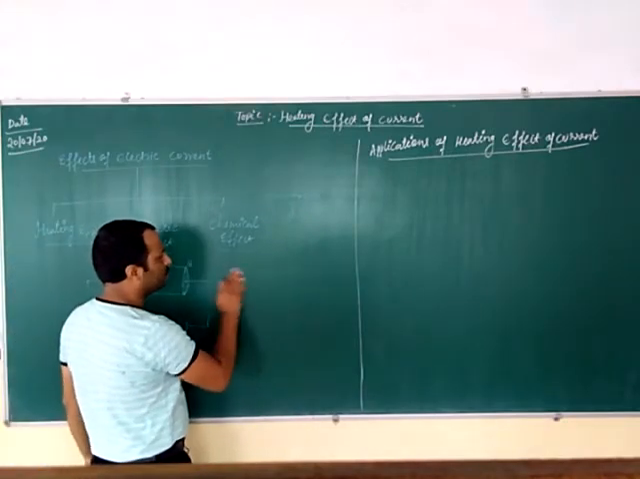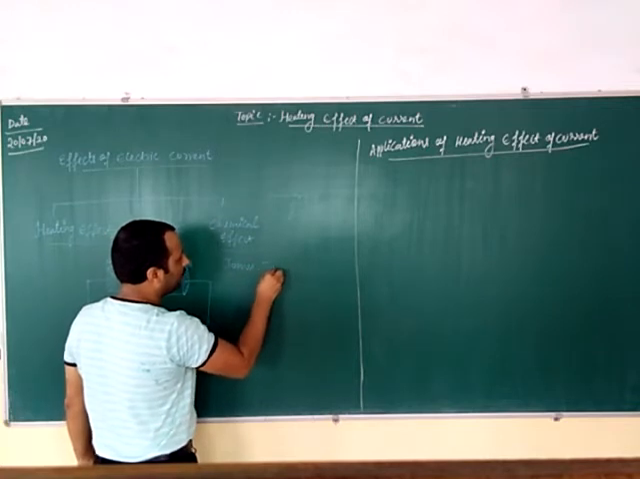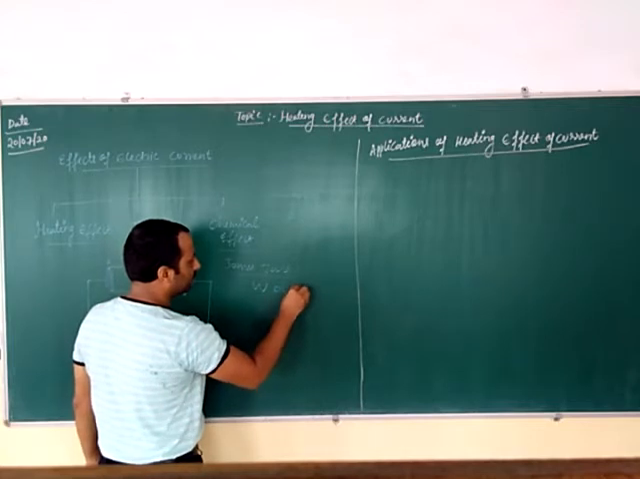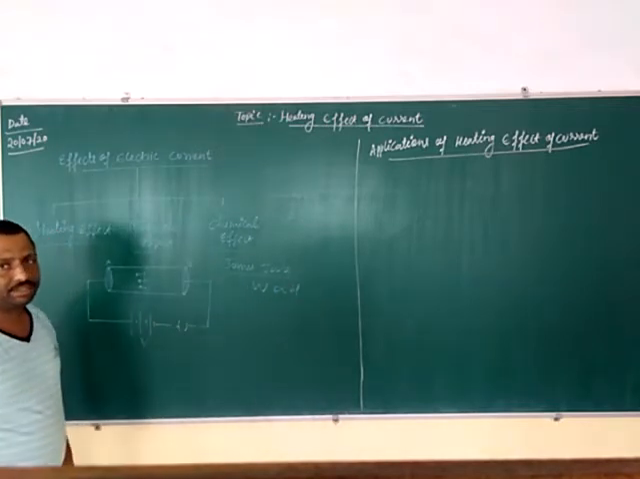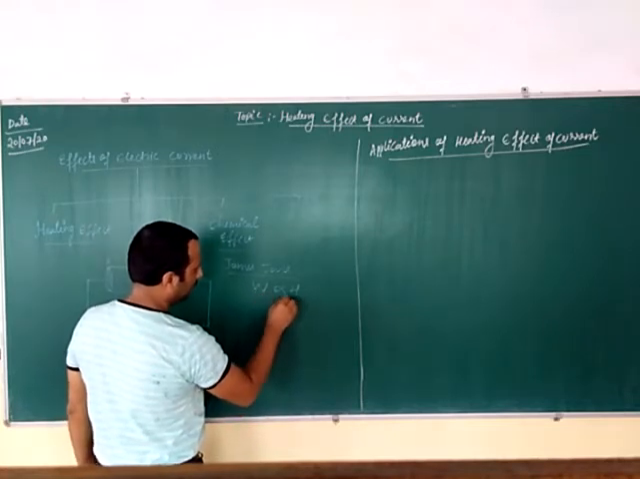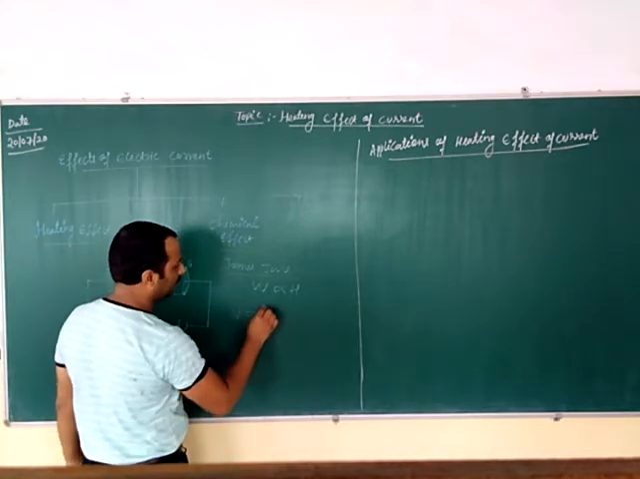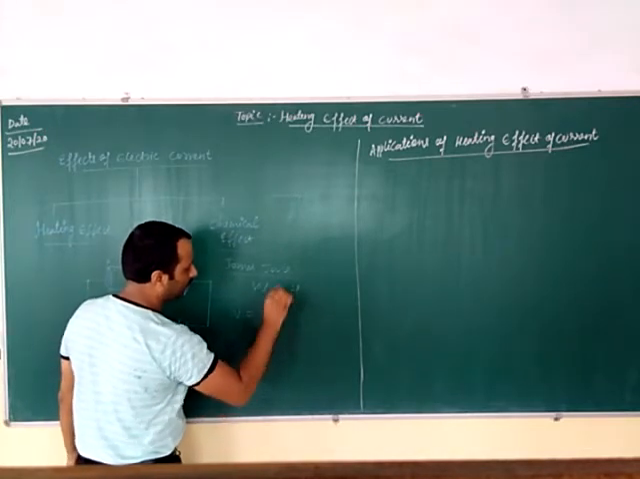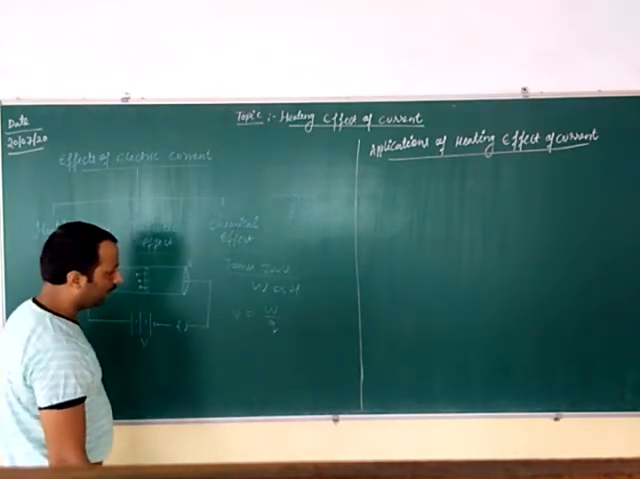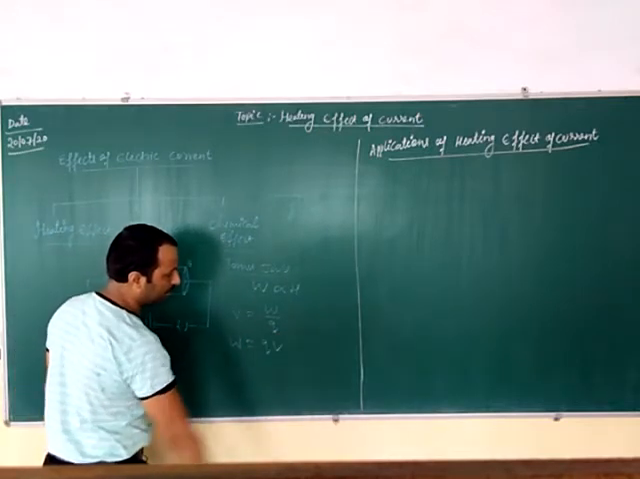There was a scientist known as James Prescott Joule. He said that the amount of work done is converted into heat. We know from the definition of electric potential that it is defined as the amount of work done to bring a unit positive charge from one end of the conductor to the other end. So here work done is defined as charge into potential.